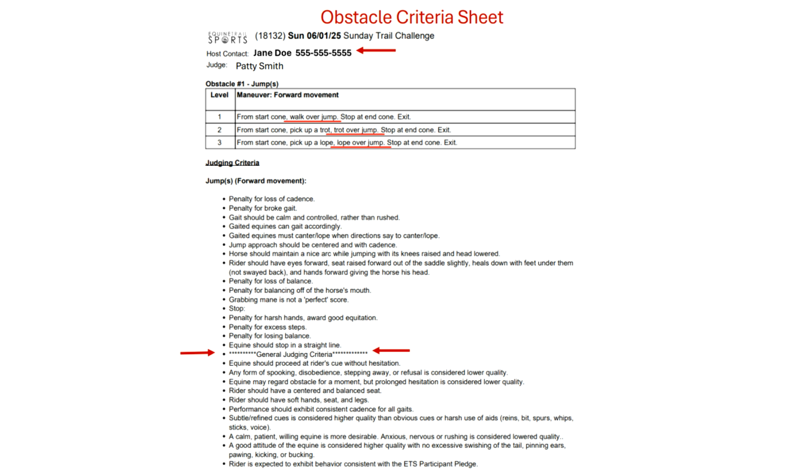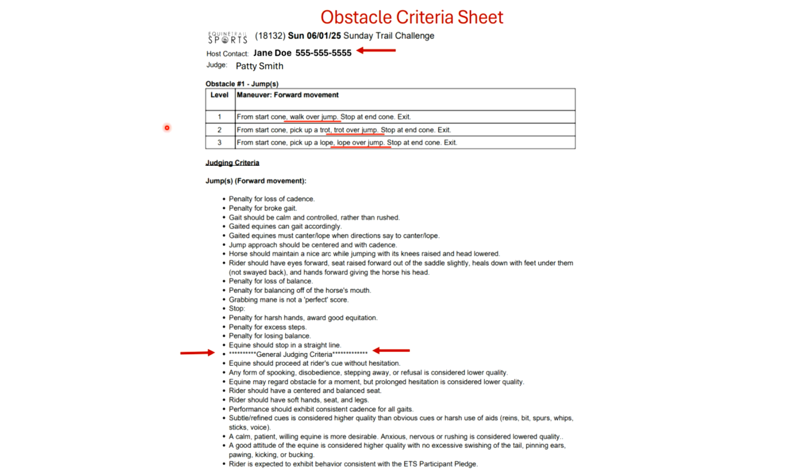This is a sample obstacle criteria sheet. You will be given the criteria sheet for your obstacle at the judges meeting, along with other important items on your clipboard. In the top left-hand corner, you will see the host's phone number is listed in case you need to reach out with questions or in case of an emergency.